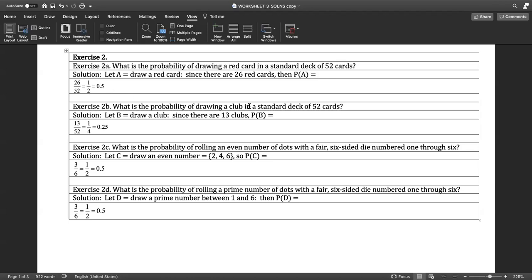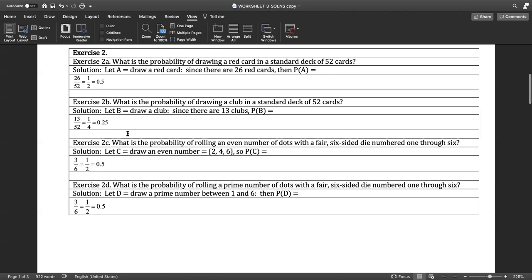Now, let's go to the next one. What's the probability of drawing a club? Well, we know that there are 13 clubs in the deck. That's the way the deck is constituted. So its probability would be 1/4. You have probability 13 over 52 of drawing a club.